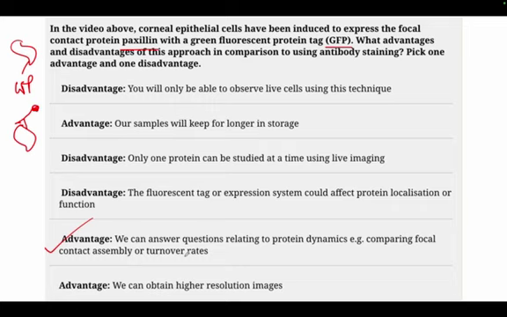However, one disadvantage is that this is a disadvantage of any tag that you can add to a protein. The fluorescent tag or expression system can affect the localization and function. This is a disadvantage for any His tag, Strep tag, GFP, any tag that you're adding to your protein.